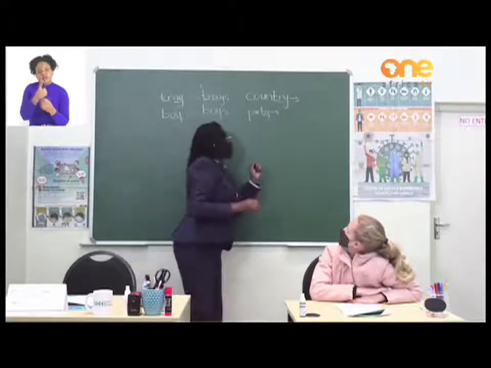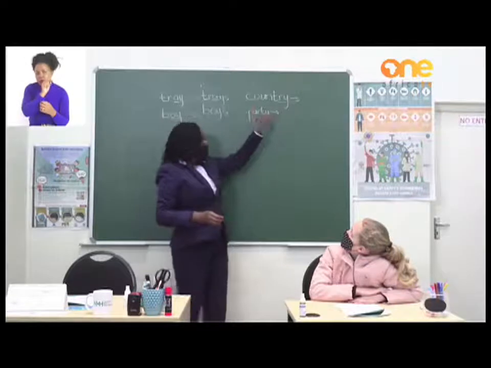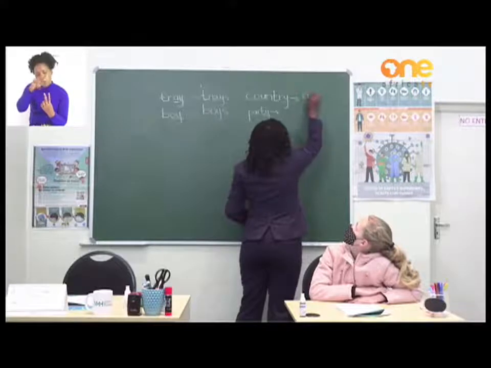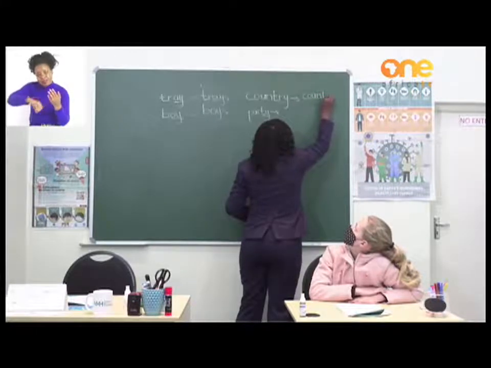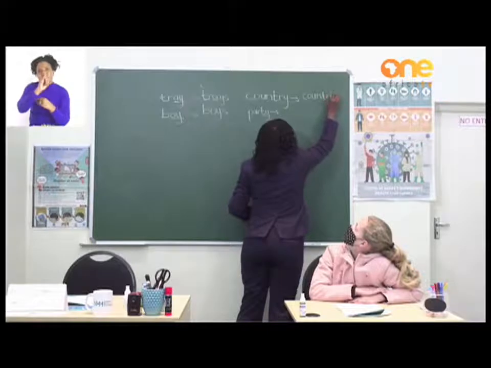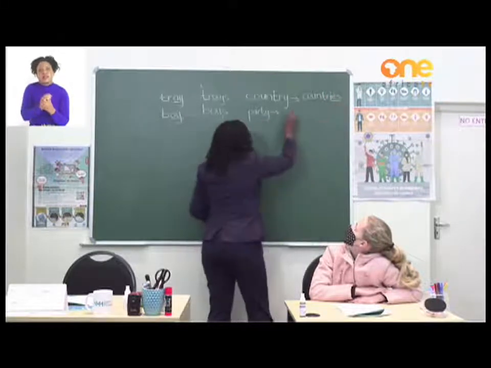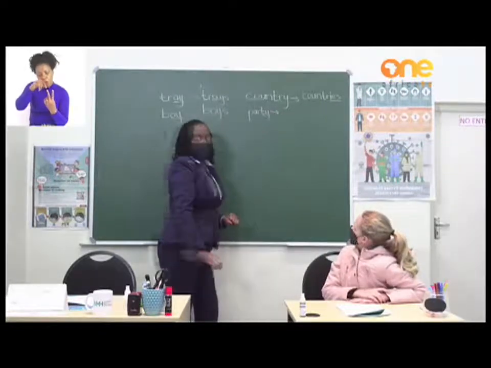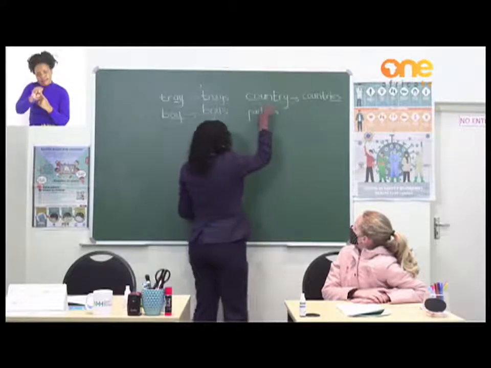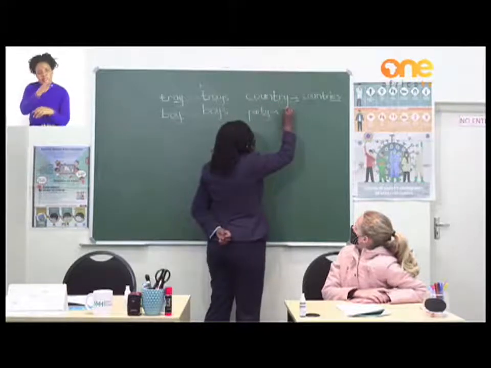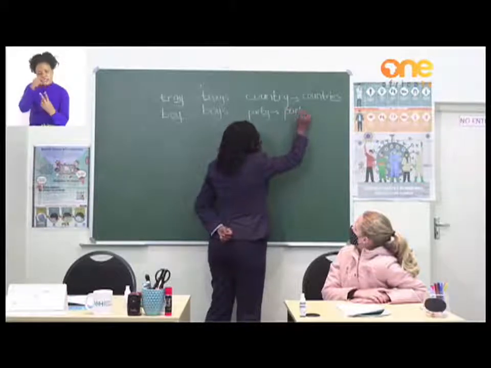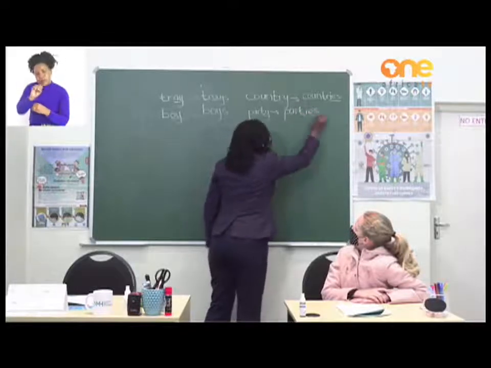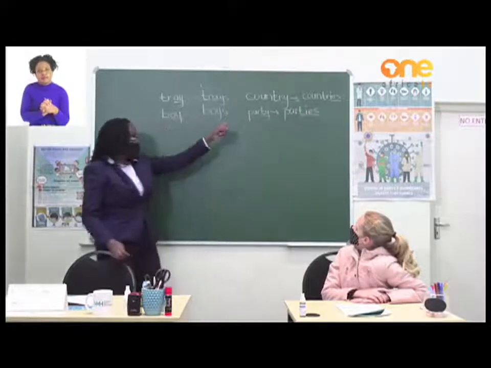But in the case where you have your noun ending in a consonant followed by Y, what you do is you drop the Y and you add IES, and you have countries. The same thing with party. Party ends in T and is followed by Y. So what we do is we drop the Y and we add IES, and we have parties. That's the difference between the two.